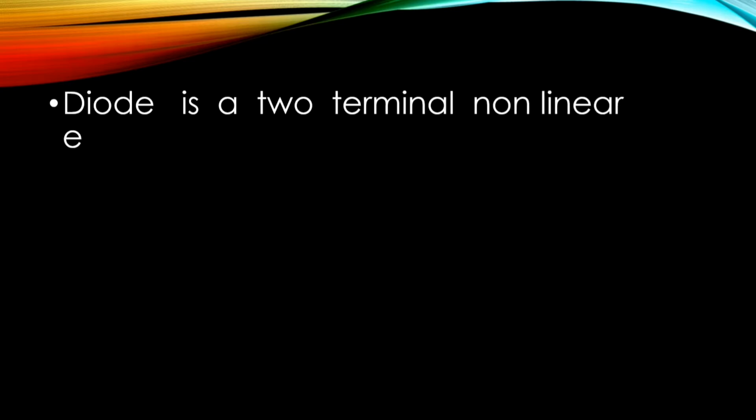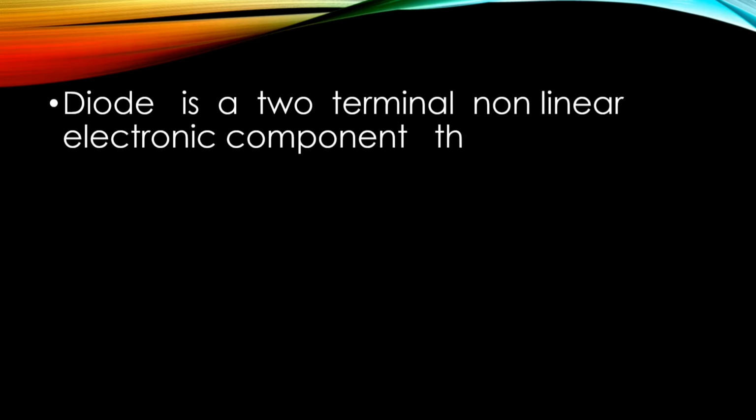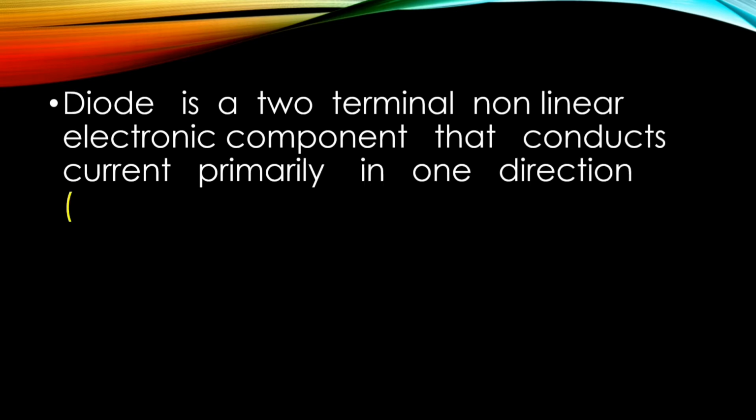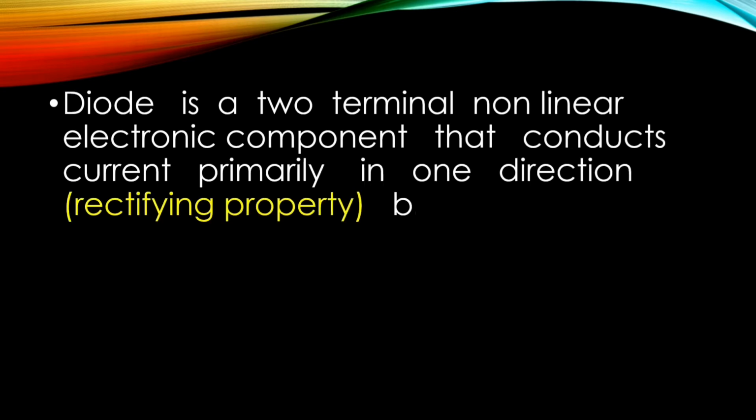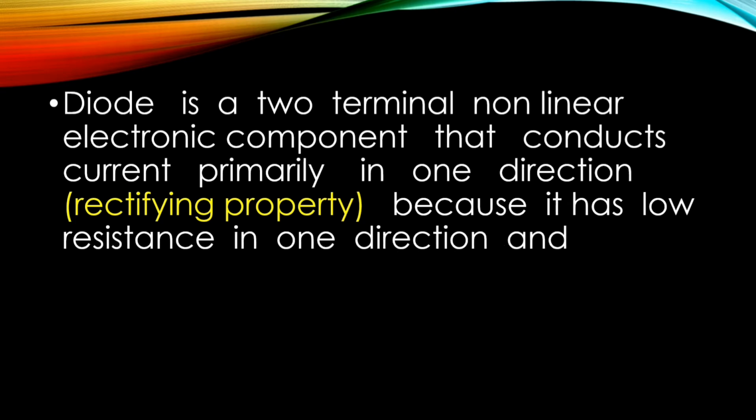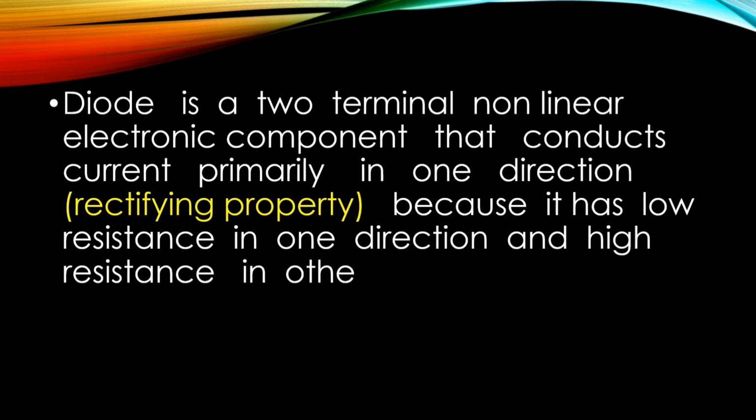Looking upon basic definition, a diode is a two-terminal non-linear electronic component that conducts a current primarily in one direction because it has low resistance in one direction and high resistance in the other direction. Low resistance direction is called forward direction and high resistance direction is called reverse direction.